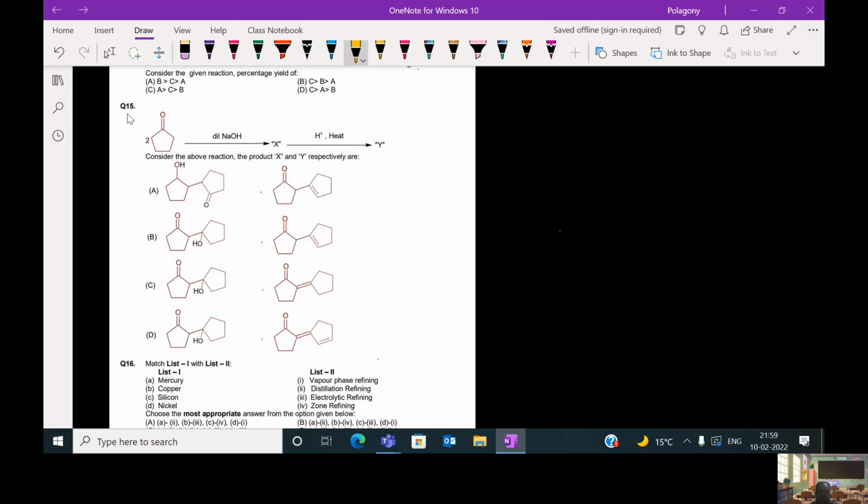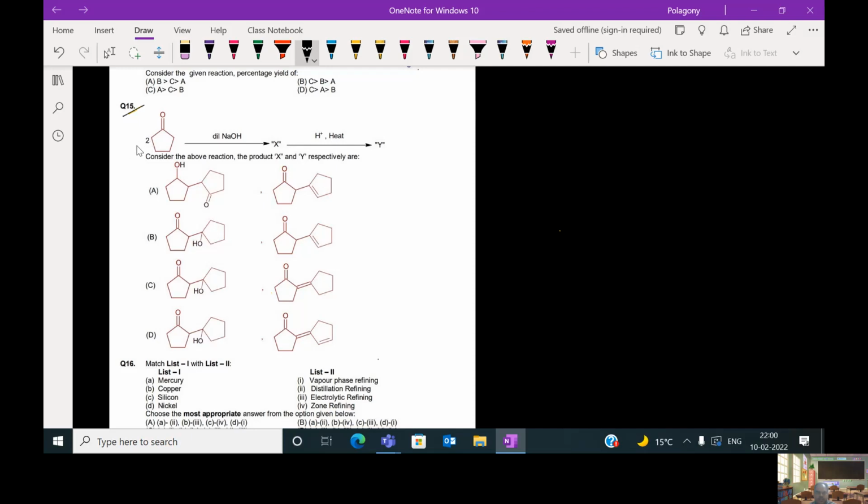The question. Now let us discuss question number 15, in continuation to the previous question number 14. This is in continuation to the JEE Mains question paper, March 18th, first shift, 15th question.